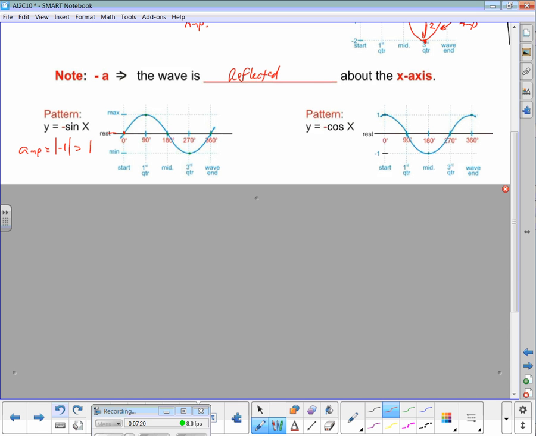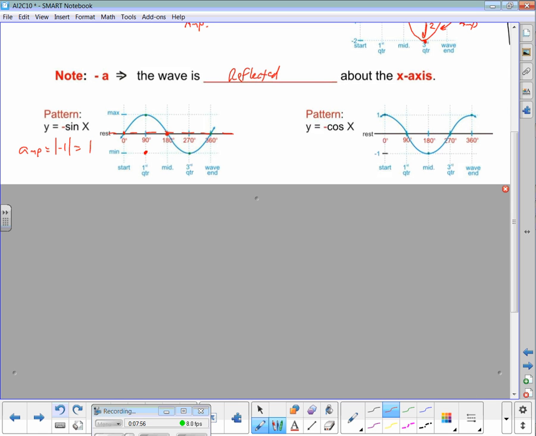Because again, let me at least do a dotted line here. That line of reflection, a 0 is right on the line. So there's no change. However, when you get to the first quarter mark, instead of being 1 above, we are now 1 below, because we're reflected about that x-axis. When you get to the halfway mark, you're right on that line of reflection again, so the point's still right on the line.